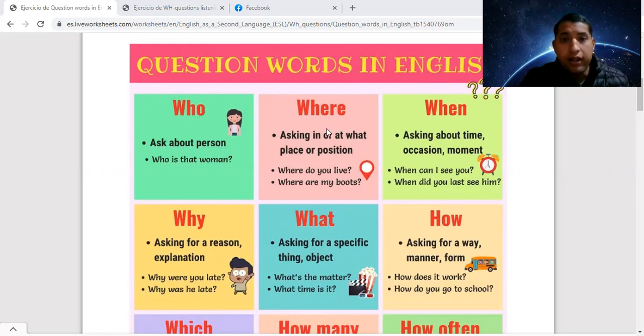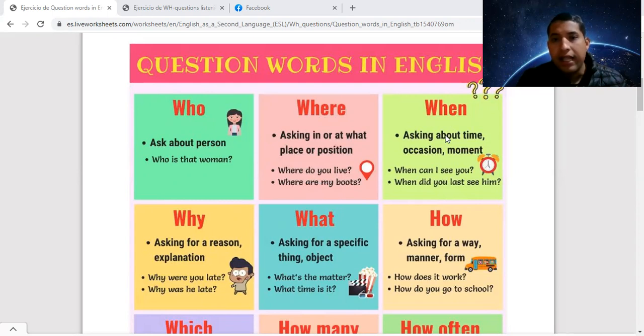Now, where? Asking at what place or position. So we use where to ask for a place or position, okay? When we're always talking about a place or position, we're gonna use where. Where do you live? Where are my boots? So they are asking for position or for a place, where.